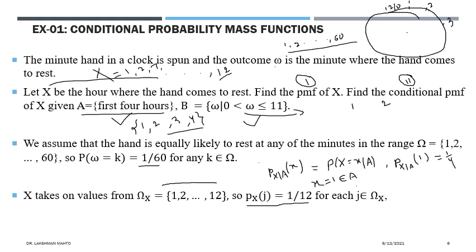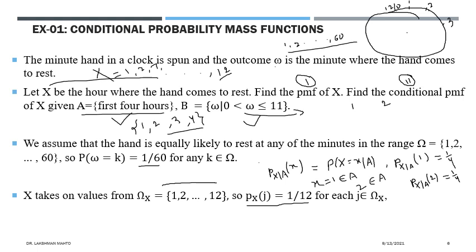Likewise, if you take x equal to 2, 2 is also in A. The probability of x equal to 2 is also 1 by 12, and the probability of A we know is 4 by 12. Hence the conditional probability mass function for x equal to 2 would again be 1 by 4. Likewise, 3 is also in A, 4 is also in A. If you take 5, 5 is not in A.